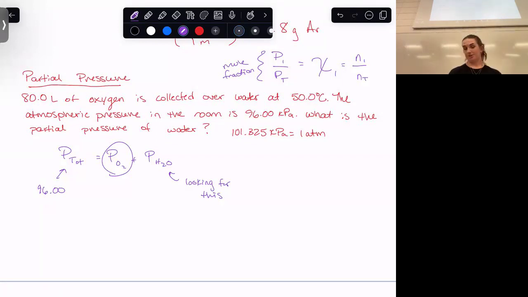We can do PV equals nRT, right, so we know that we're given 80 liters as our volume. We can assume that we have 1 mole. We are given R, and we know our temperature is 50 degrees Celsius. So we can say pressure is what we're looking for here.